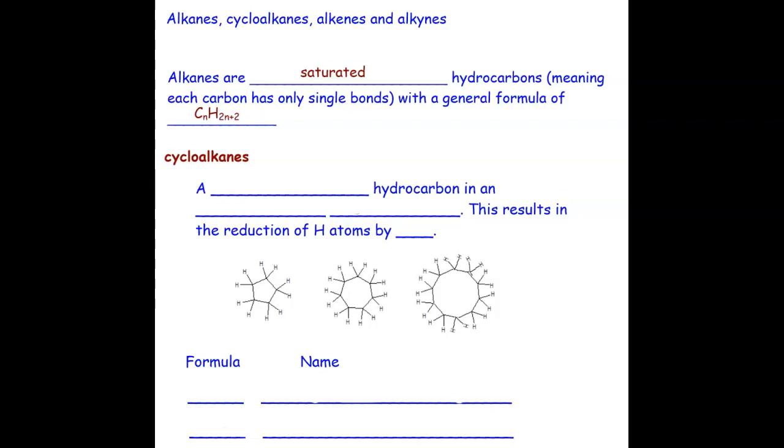So let's take a look at our first type of molecule, cycloalkanes. They are just like the name says. They're alkanes, but they're in a closed ring. They're still saturated, but their general formula is CnH2n. There are two less hydrogen atoms in a cycloalkane than there would be for an alkane.